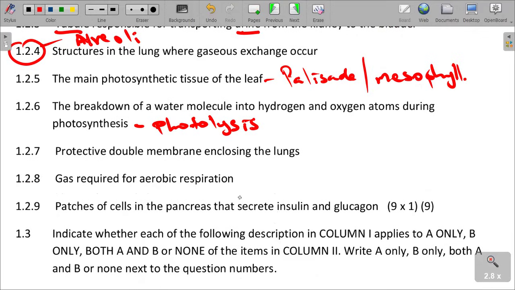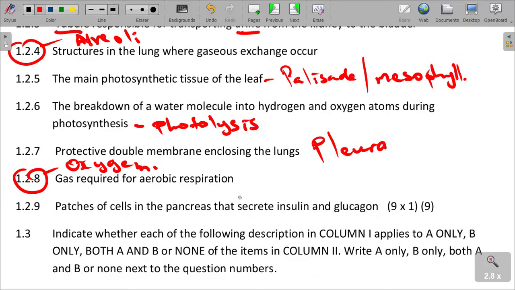And then the protective double membrane enclosing the lungs, it is called the pleura. It is the pleura that is actually responsible for protecting the lungs. It is a double membrane enclosing the lungs. And then the gas required for aerobic respiration. We are talking about oxygen. Oxygen is the gas that is needed for aerobic respiration.